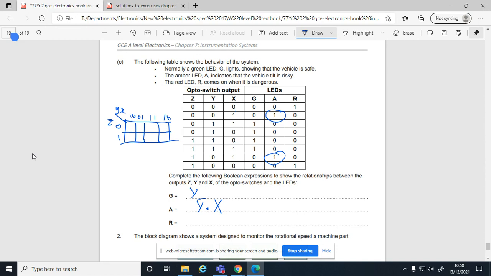Have a go at doing both for R. Feel free to pause it now. See if you can find R using the Karnaugh map, or trying the other way of just being able to spot it. Okay, hopefully you got the right answer. It is not Y and not X.